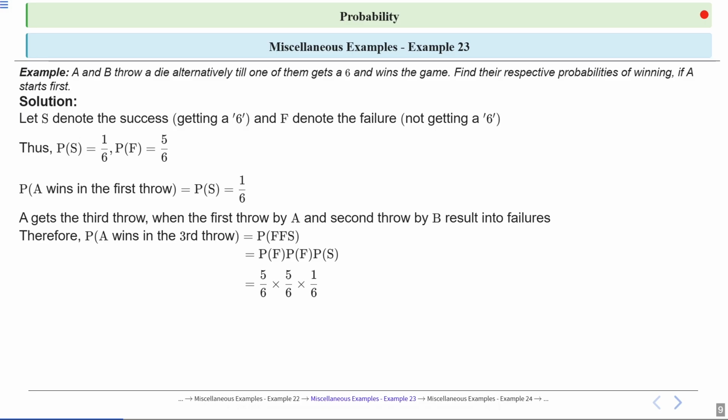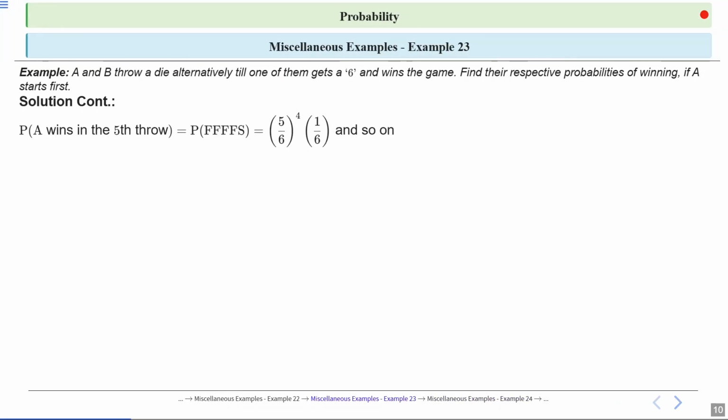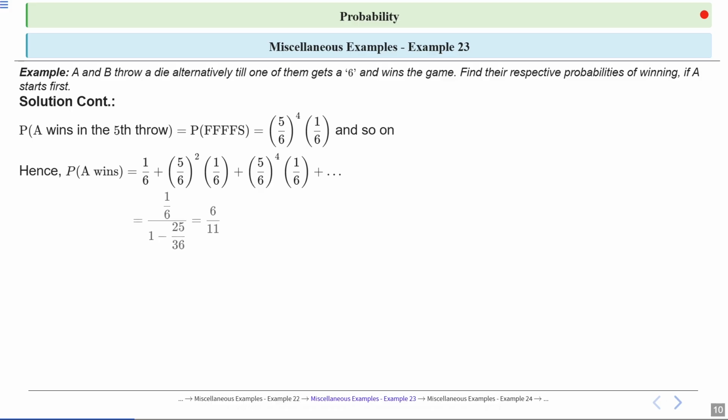This represents the chance of each individual outcome, and it is equal to 5 by 6 whole squared times 1 by 6. Now, probability of A winning on the fifth throw equals probability of F, F, F, F, 4 times, then S, which is 5 by 6 to the power 4 times 1 by 6, and so on. Hence, probability of A wins equals 1 by 6 plus 5 by 6 whole squared times 1 by 6 plus 5 by 6 to the power 4 times 1 by 6 plus and so on.